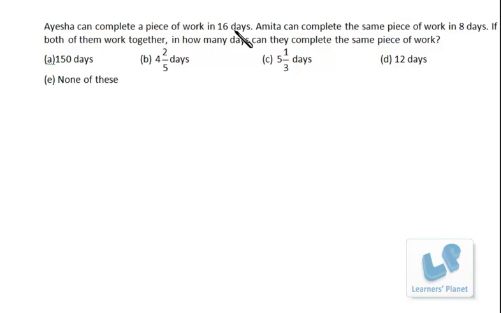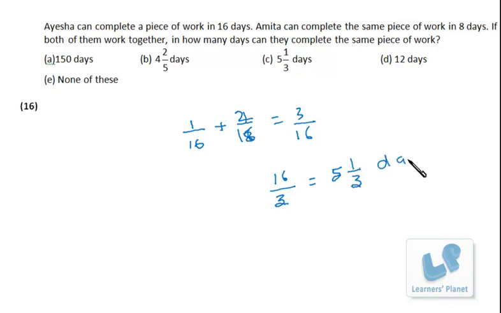Aisha is taking 16 days to complete the work. That means in a single day she will be doing 1 upon 16th of the work. Similarly, the other girl will be doing 1/8 of the work in a single day. So both of them together will do 1/16 plus 1/8, that is 3 by 16 work per day, right? So in a single day 3 by 16 work is being done. So the entire work will be done in 16 by 3 days, right? So it's 5 1 by 3 days. Okay. This problem can be done in 20 to 25 seconds.